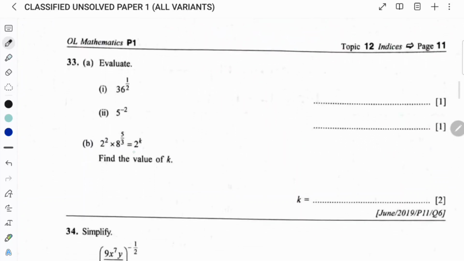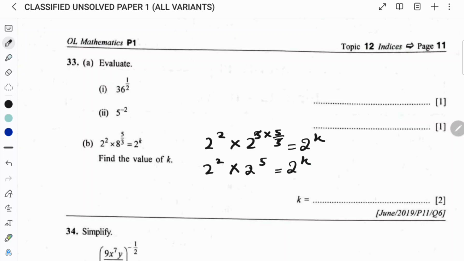Now look in front, this one part B, question number 33. So that is 2 square into 2 cube into 2 to the power 5 over 3 is equal to 2 to the power k here. We just make all of them the same base of 2. Now we just cancel these 3s. So 2 square into 2 to the power of 5 is equal to 2 to the power of k. Now 2 to the power 2 plus 5 is equal to 7. So 2 to the power 7 is equal to 2 to the power k. So k will be equal to 7 here.